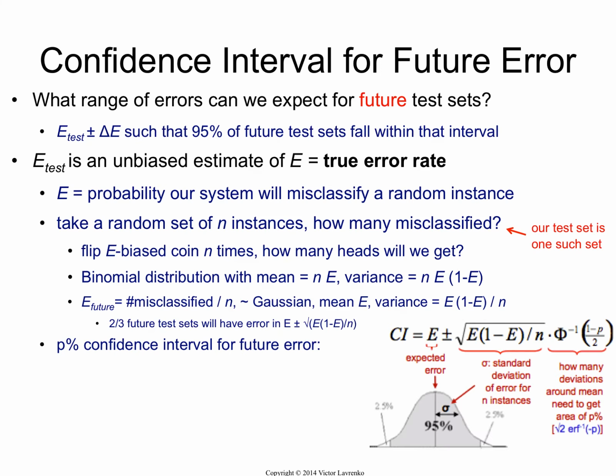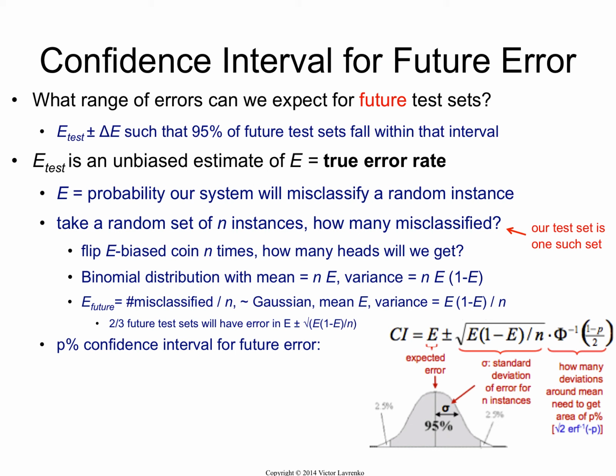So if you try to draw it, basically that's what you're looking at. So over all future test sets that could come tomorrow, the errors will follow a Gaussian distribution. So on average, the error is going to be E. That's going to be the mean of that Gaussian, so 25% in our case. And then some will have a smaller error, some will have a larger error, and the variance, or the standard deviation, how fat this Gaussian is, is given by that.